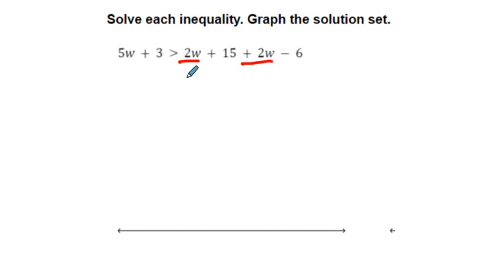So we're going to do that first and add our variables together. So you have 2w and 2w. We're going to add those together, right? And that's going to give us 4w, not 2w like I started to write. And then we have plus 15 and minus 6. And if you add those together, you get positive 9. All right, and then we'll finish writing the rest of this out.